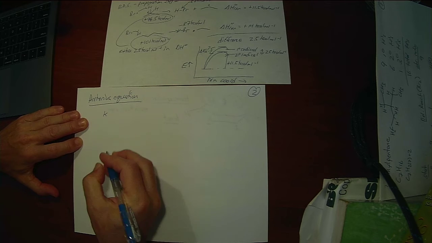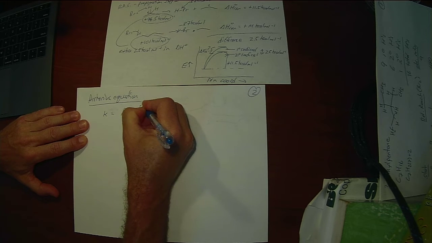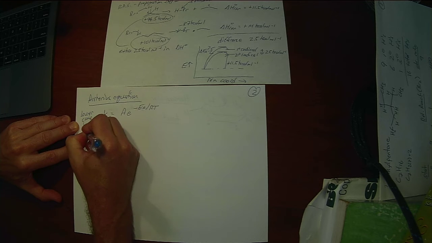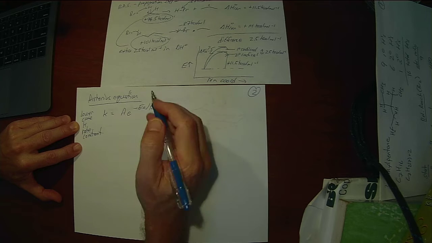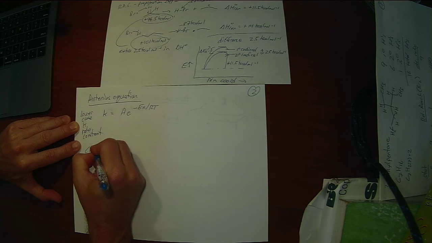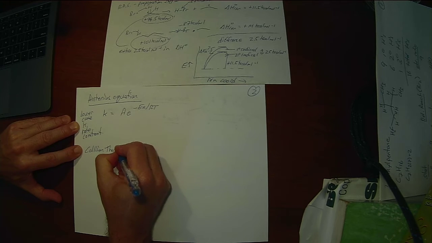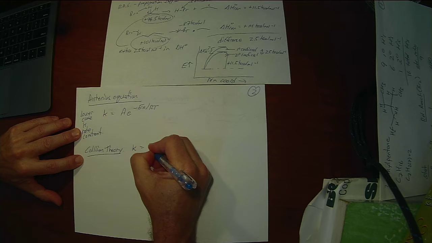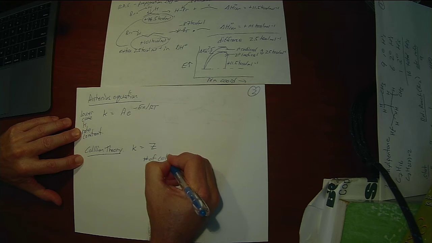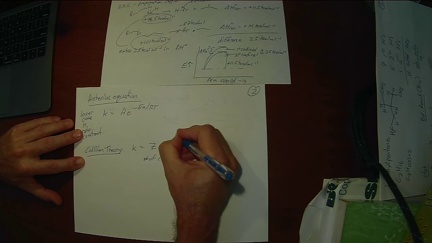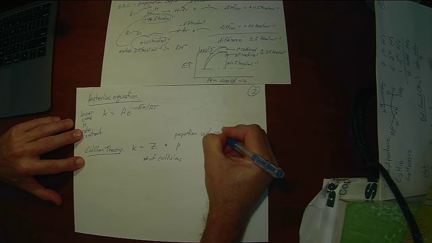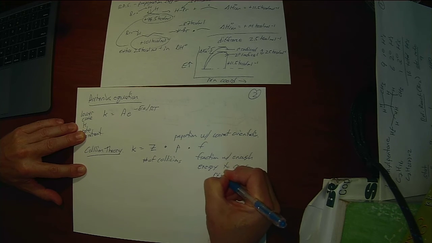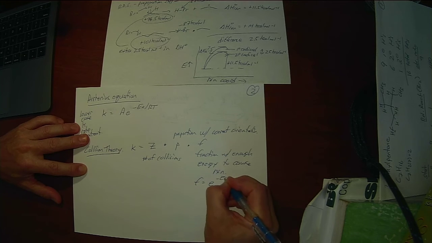k equals A e to the negative Ea over RT. Right, so this is the rate constant, it's lowercase k. A is the pre-exponential factor. If you know about collision theory, hopefully you covered collision theory in Gen Chem, you know that the rate of reaction depends on Z, which is the number of collisions, times P, which is the proportion with the correct orientation to react, times F, which is the fraction, and F is equal to e to the minus Ea over RT.